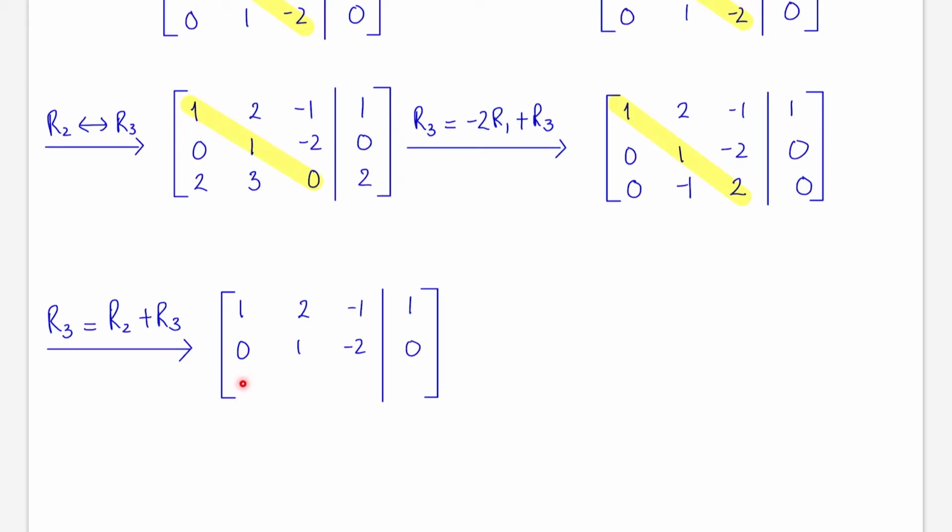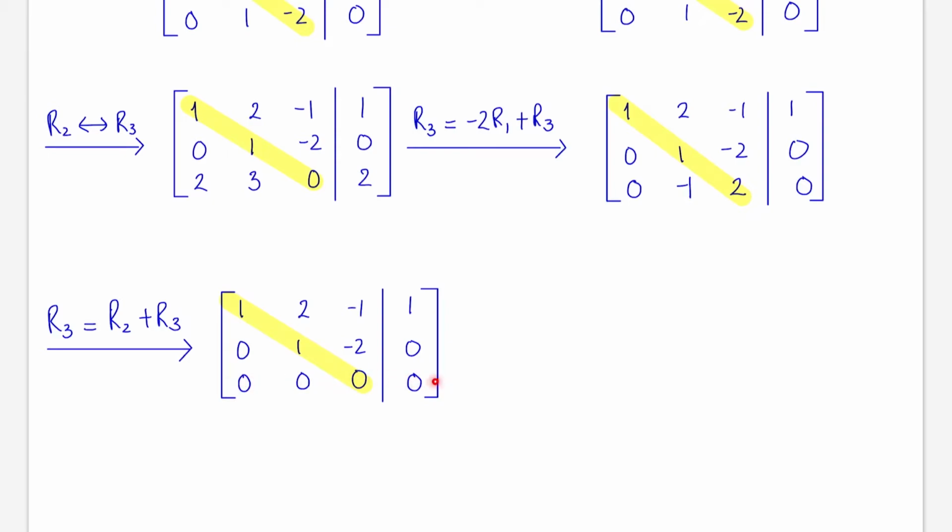Now, to get to this element, I'll take 0 plus 0, which is 0. To get to this element, I'll take 1 plus negative 1, which is 0. To get to this element, I'll take negative 2 plus 2, which is 0. And then to get to this element, I'll take 0 plus 0, which is also 0. So at this point, even though the diagonal entries are not all ones, everything below is 0.